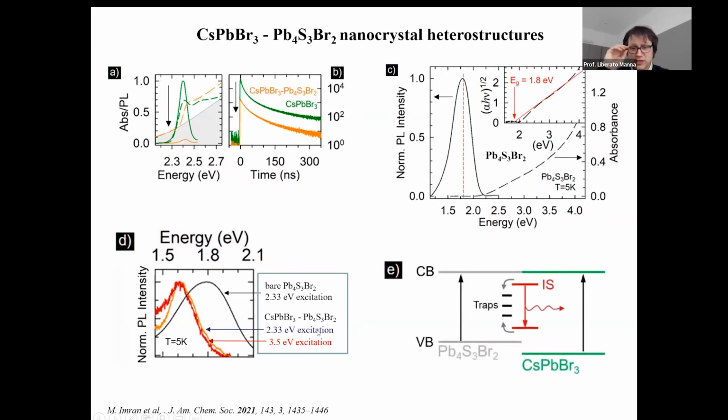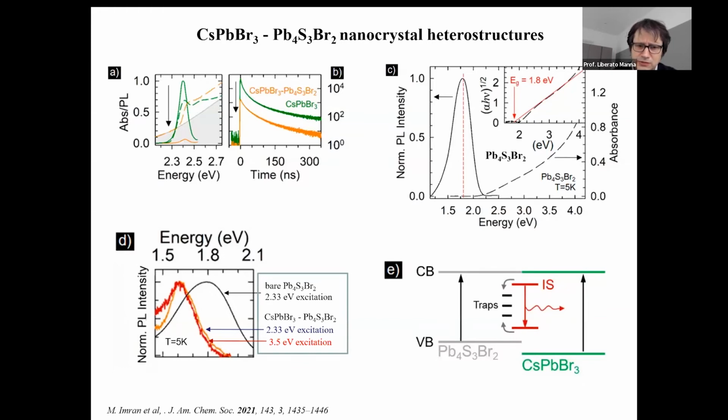And so the model that we have here is that, first of all, there is a quasi-type II band alignment between these two domains. This we assessed by calculations. But then, even if there is a perfect epitaxial interface between the two materials, there are a lot of trap states forming at the interface. And when you photoexcite this heterostructure, carriers are rapidly migrating to the interface, and they recombine mostly non-radiatively and partially radiatively from these trap states.